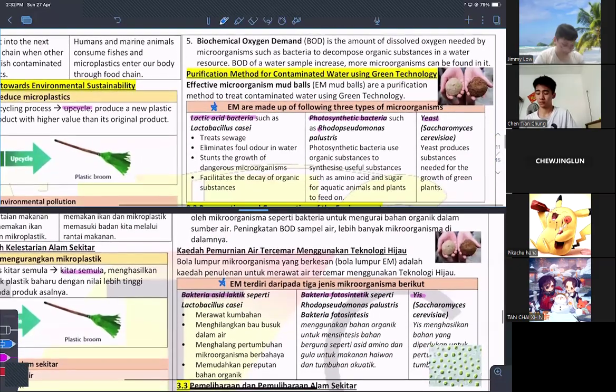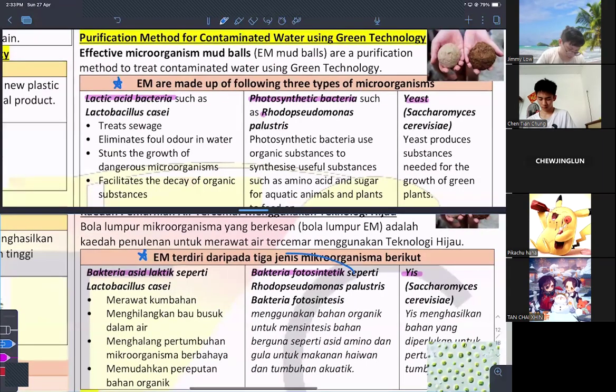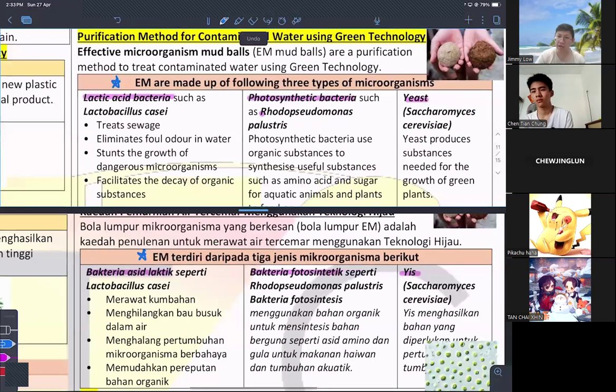Then your EM mud ball. EM mud ball, just 3 things only. What is the content of EM mud ball? We use this to cure the water, to cure the contamination of rivers or something. The 3 contents are lactic acid bacteria, photosynthetic bacteria, and yeast. No need to go through the scientific names. We go with the general terms, as I said.